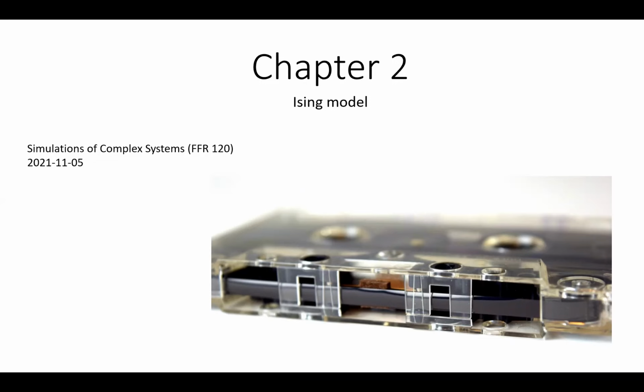So the second chapter is the Ising model. Has anyone heard of or studied the Ising model before? It's about modeling ferromagnetic behavior. And what is ferromagnetic behavior? Anyone? Yes, the spins of the individual atoms in a material align and create a larger magnetic dipole behavior.